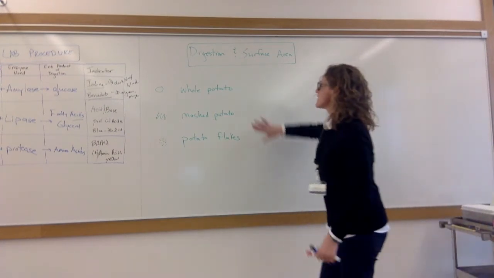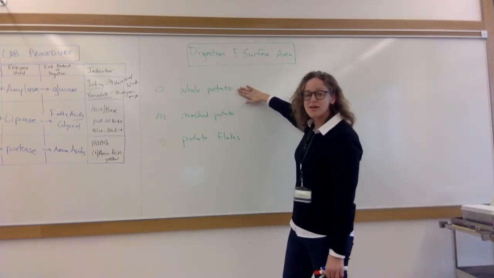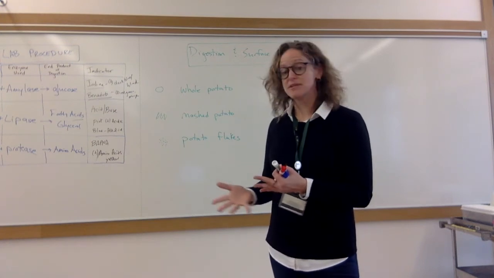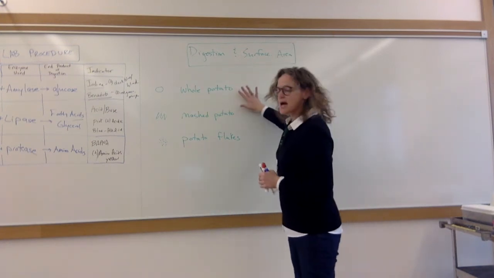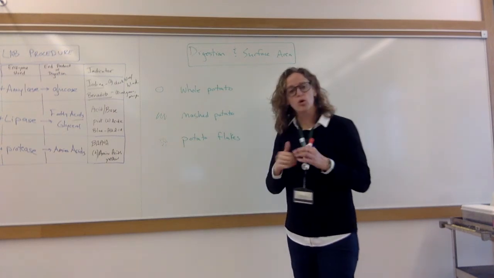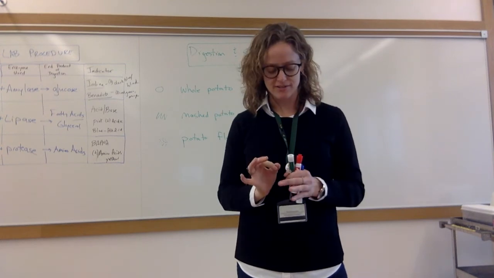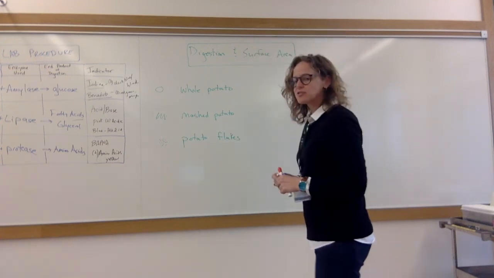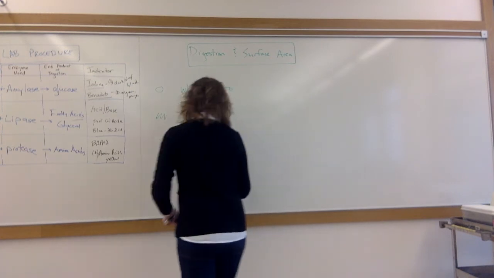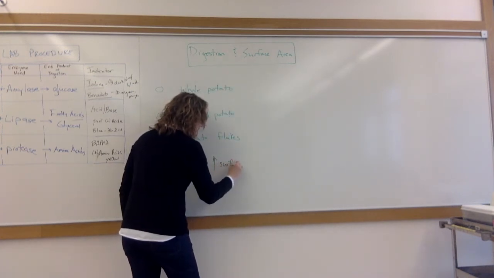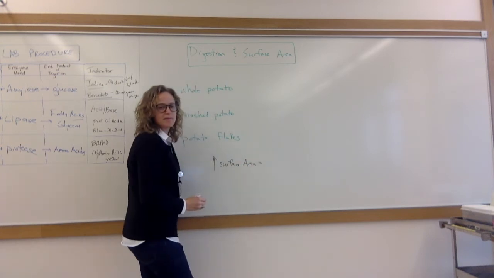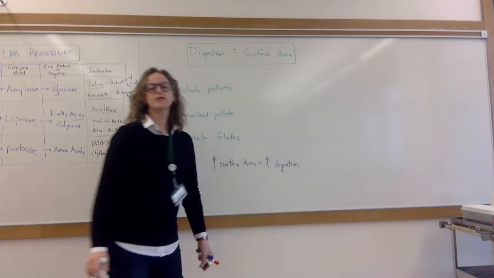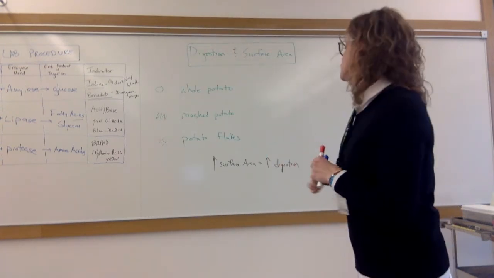Okay, so in this lab, what we had you do is we took a whole piece of potato, a mashed piece of potato, and potato flakes. And we added amylase, because potato contains starch, and we let the amylase help to chemically break these down. The question is, which one digested the quickest? The one with the highest surface area, or the one with the lowest surface area? As you might not be surprised to learn, a greater surface area means we can do more digestion. Really important point.